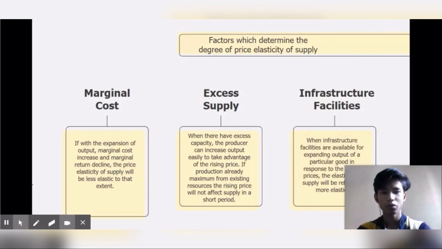The last one is infrastructure facilities. When infrastructure facilities are available for expanding output of a particular good in response to the price, the supply will be relatively more elastic.